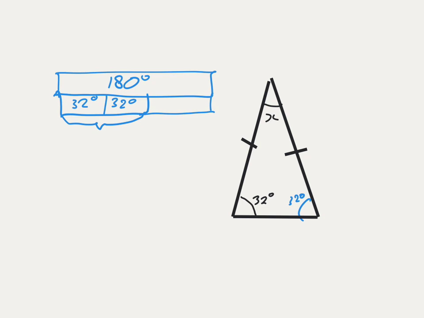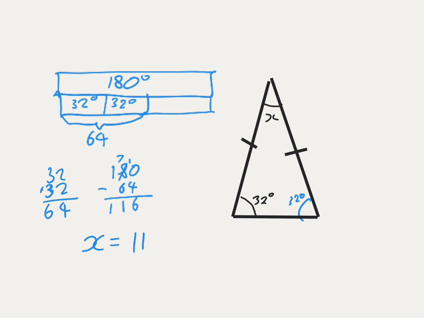32 add 32, which is, and I'll do it as a column because that's a wise thing to check. 2 add 2 is 4, 3 and 3 is 6. So that's 64. So I need to do 180, take away 64, to find the missing angle. I'm going to borrow. So 10 take away 4 is 6, 7 take away 6 is 1. And I've got 1. So that angle, x, is 116 degrees.